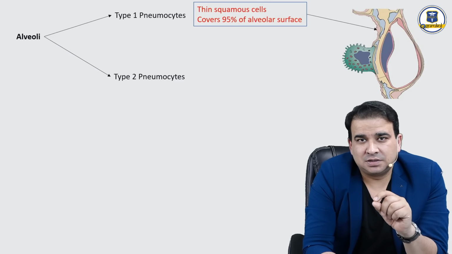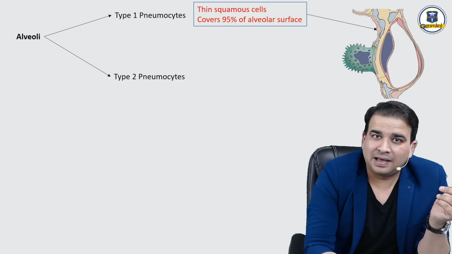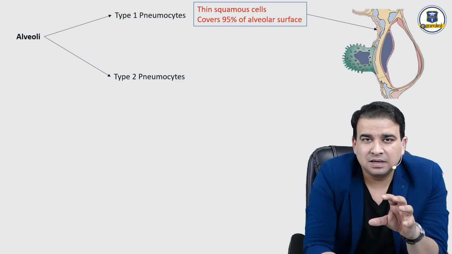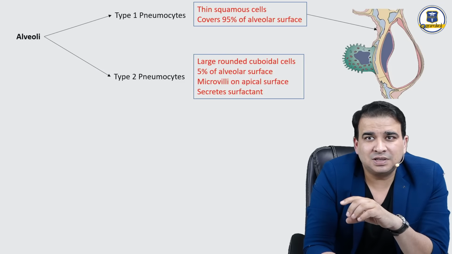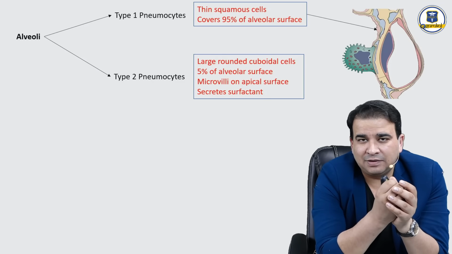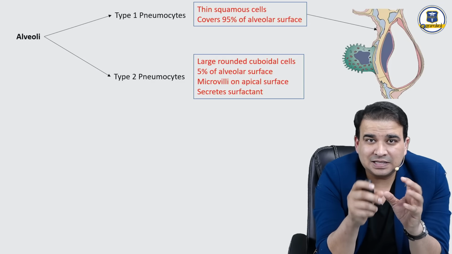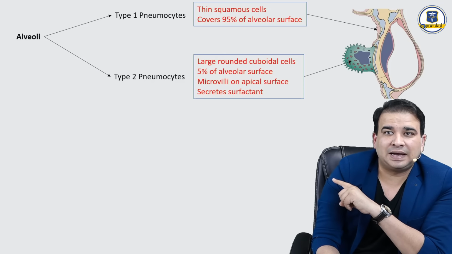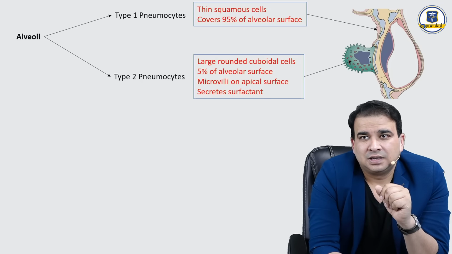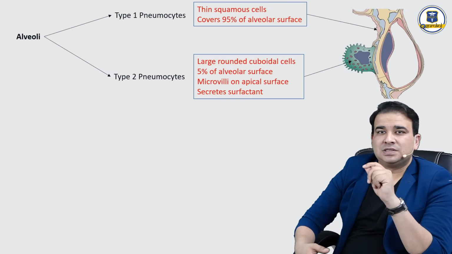Type 2 pneumocytes are the mimic cells of the Clara cells, and they are more cuboidal cells, but with microvilli. If you look at the picture, they cover the remaining 5% area of the alveolus. These are cuboidal cells with microvilli on their surface, and we know that they also secrete surfactants. So that's the type 1 and type 2 pneumocytes that you will see in the alveolus.